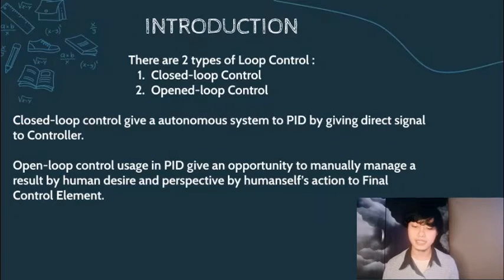First of all, introduction. There are two types of loop control, namely closed loop control and open loop control. The difference between the two is that closed loop control gives an autonomous system to PID by giving a direct signal to the controller, while open loop control is manually managed by human observation and action to control the final control element.